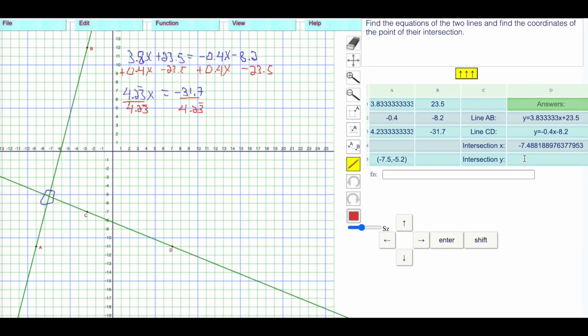For the y value, I'm just going to plug it into one of these two equations. Doesn't matter which one. I'll just take the first one. It was equal to, now I have the 3.83 right here. It's that times the x value, click on the x value, plus our b value, so plus the 23.5, and that gives us -5.2, and I was predicting -5.2. Then we press return.